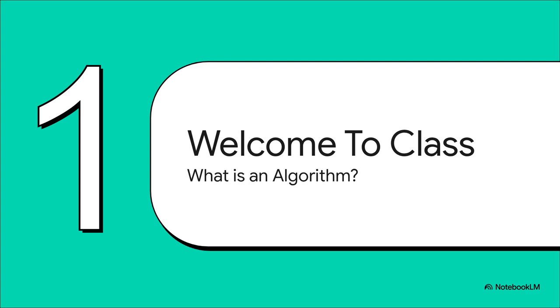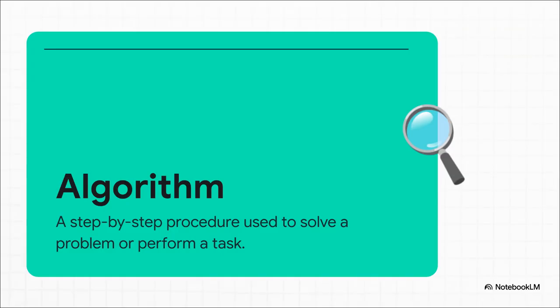Welcome to algorithm class. So let's start with our core vocabulary. What actually is an algorithm? Well, here is our definition. An algorithm is a step-by-step set of instructions used to solve problems, complete tasks, or make decisions. I really want you to focus on that phrase, step by step. It's not just some random list of ideas. It's a highly specific, logical sequence designed to get a result efficiently.